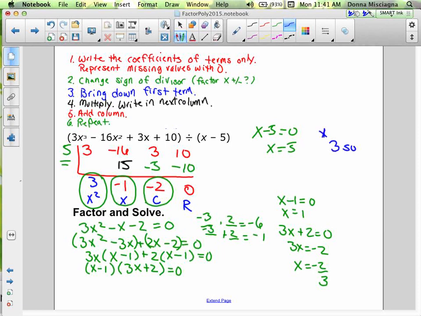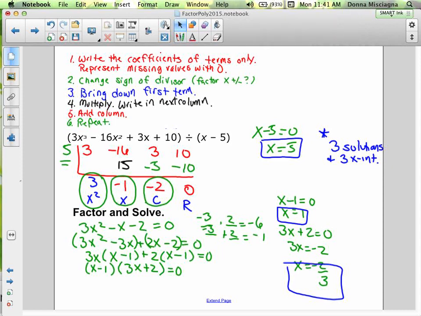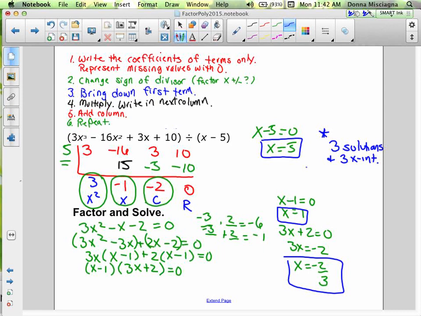All right, so we have 3, and I'll add this to your notes as well. We have 3 solutions and 3 x-intercepts because they're all real values. 5 was the one we started with. And by factoring, we got 1 and -2/3. How do we know that 5 is a solution? We can put it right here.